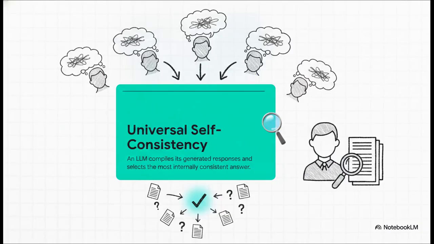So let's formally define this. Universal self-consistency is a prompting technique where a large language model compiles its own multiple generated responses and then selects the most internally consistent answer from among them. And this brilliantly illustrates a very human concept. Think of it kind of like this. Imagine you need to solve a really complex problem. You ask 5 different experts the exact same question. They all go into separate rooms, do their research, and write out a detailed response. Then you bring all 5 of those reports into a boardroom, hand them to a lead expert, and say, hey, read all of these and tell me what the ultimate consensus is. That is exactly what USC is doing, but it's happening entirely within the AI.